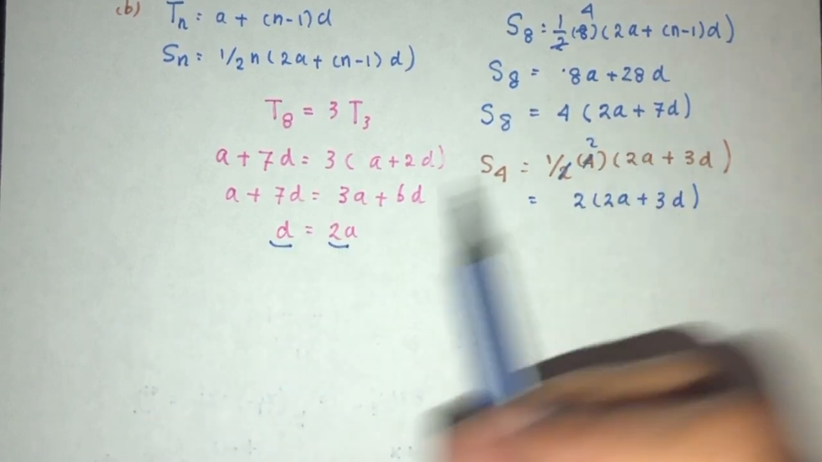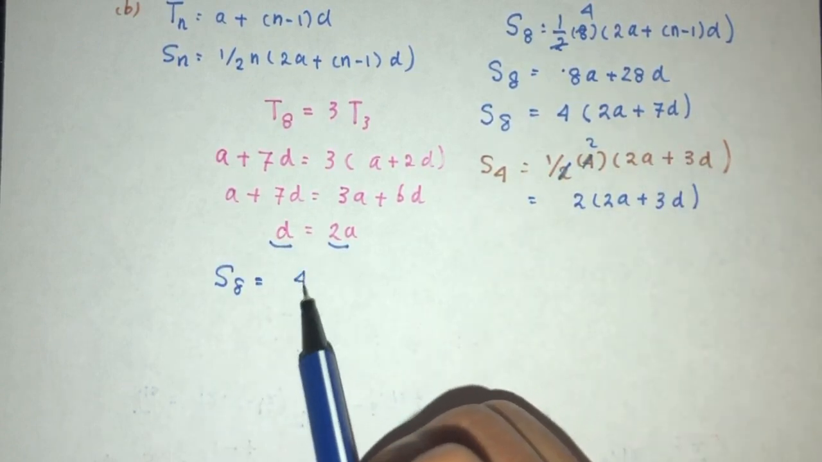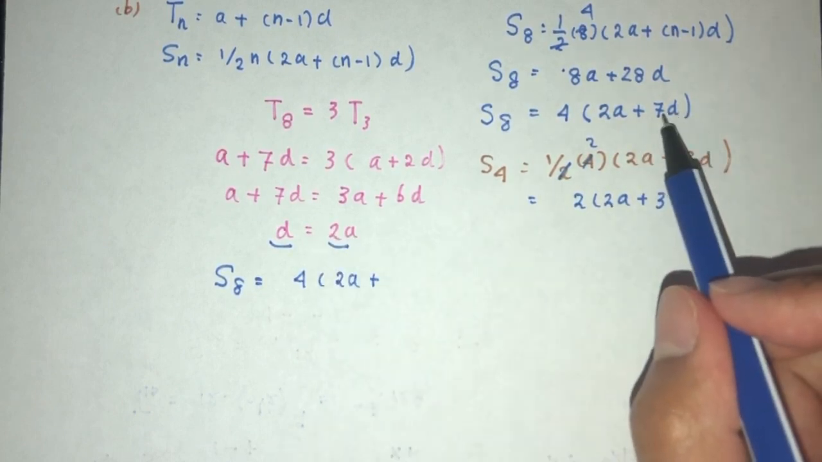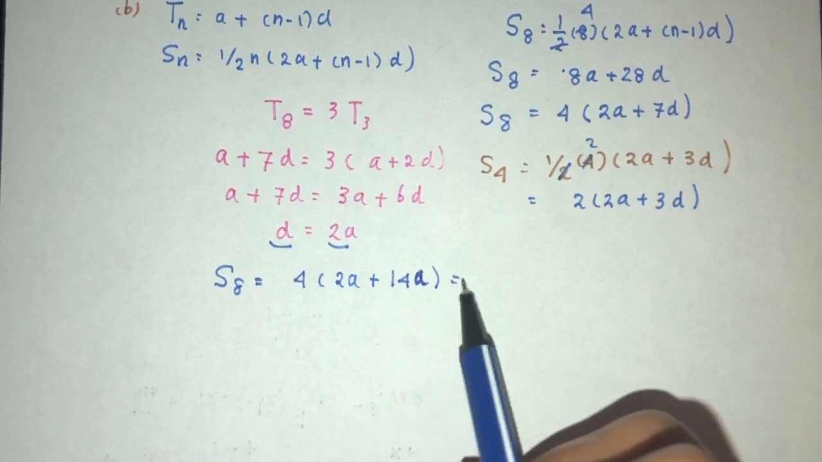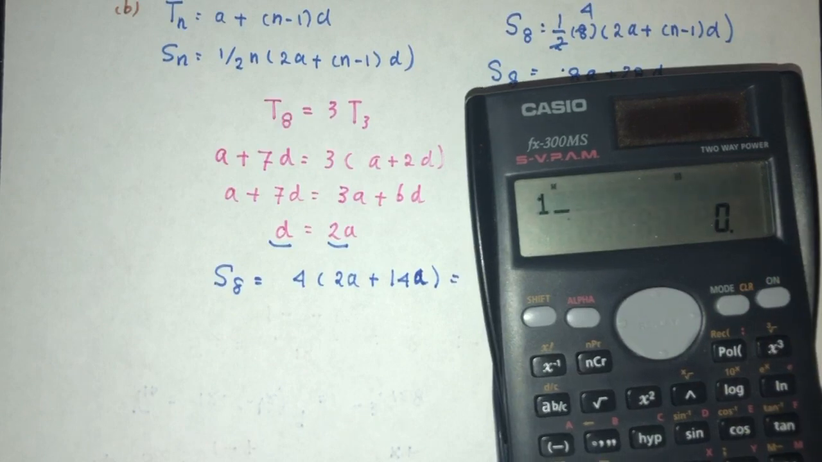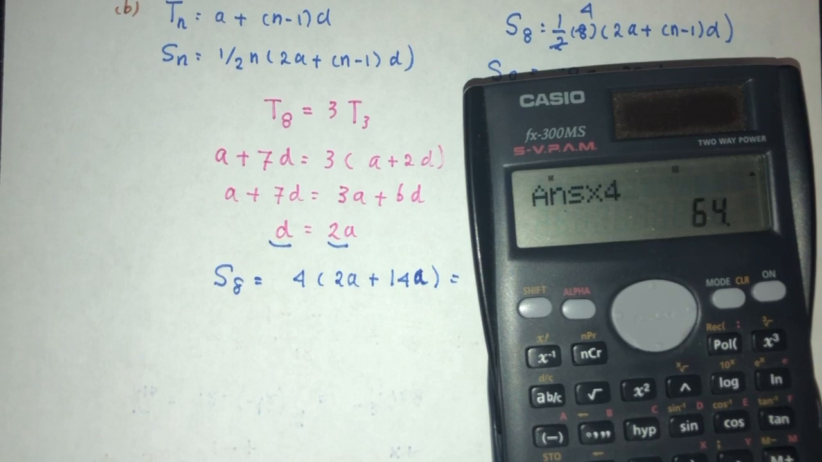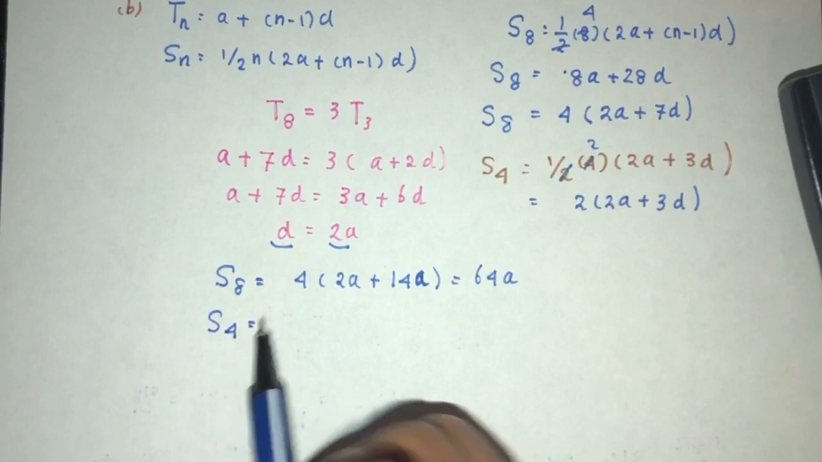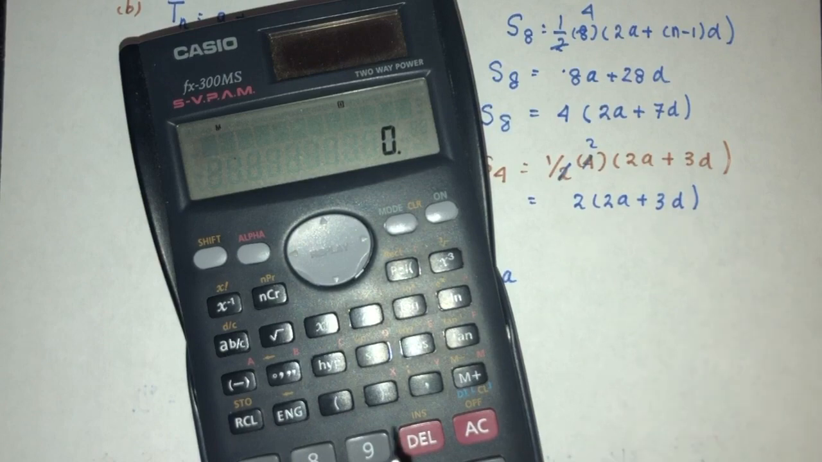Now I also have this. Let's see what do I have. Replace. The sum of the first 8 terms will be, replace d by 2a, you will have 4 times 2a plus, so d is 2a, so 2 times 7 is 14, that should be this, a. That will be what? 14 plus 2 times 4, that should be 64. That will be 64a. The sum of the first 4 terms will be what? Replace d by 2a, that should be 6a. 6a plus 2a will be 8a times 2, that should be 16a.